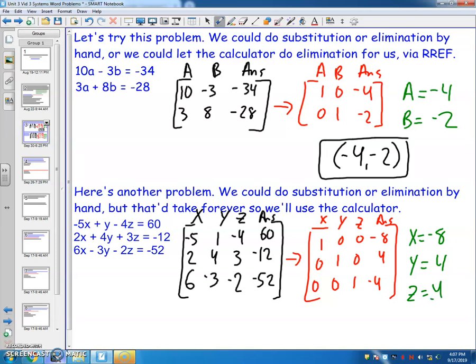And remember, our answer is a coordinate ordered triple. So it's negative 8, comma 4, comma negative 4. Again, this is consistent, independent.